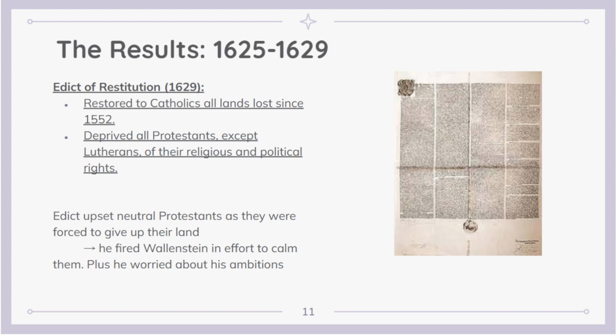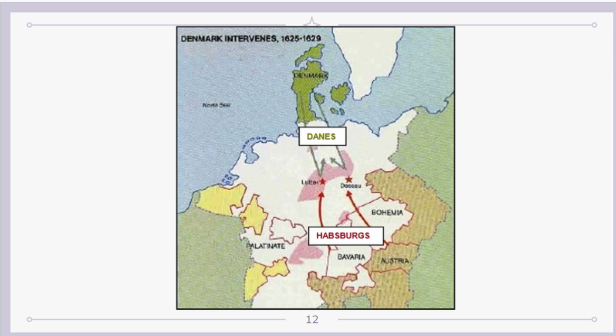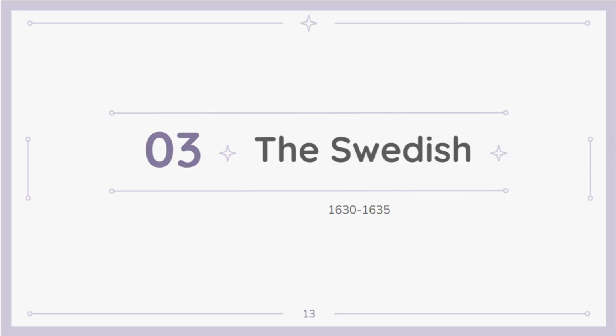But he kind of goes back on some of these reforms. So here's a look at some of that land that the Holy Roman Empire is going to get back from that specific treaty after Denmark loses. Which then brings us to stage three, the Swedish phase.